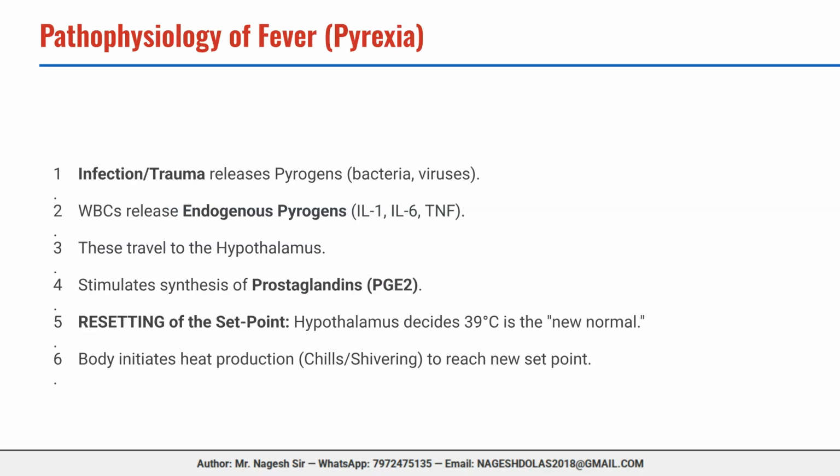The pathophysiology of fever begins with pyrogens from infection or trauma, leading white blood cells to release endogenous pyrogens. These stimulate prostaglandin synthesis in the hypothalamus, resetting the set point to a higher temperature. The body then initiates heat production to reach this new setting.